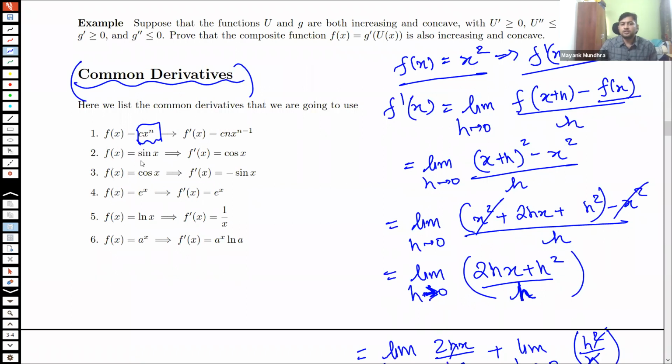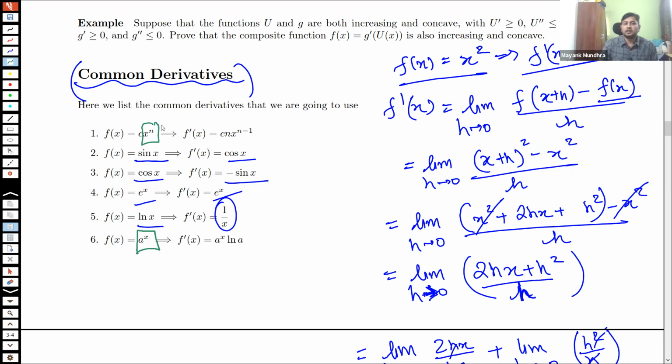Some other differentiations which are very important: differentiation of sine x is cos x, differentiation of cos x is negative sine x. E to the power x remains unscathed, so it has the same differentiation. Log x becomes 1 by x, and a to the power x. Okay, so x to the power n and a to the power x, focus on these two things.